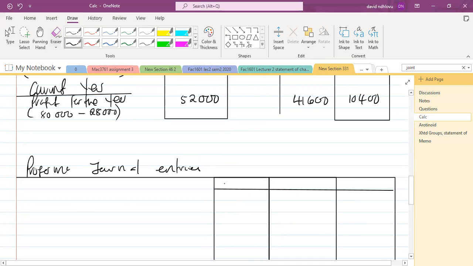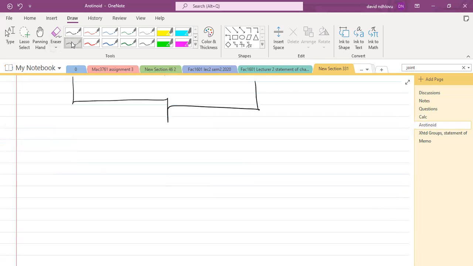So here we have 3 columns: debit, credit, and the NCI. Right, what is your first journal, good people? Where do you start with the pro forma journals? When you do your first assessment, the first thing that you're going to come across there are the journals. It's always like that. Remember, when you buy shares in a company, you are buying value in that company. So remember, equity equals value.